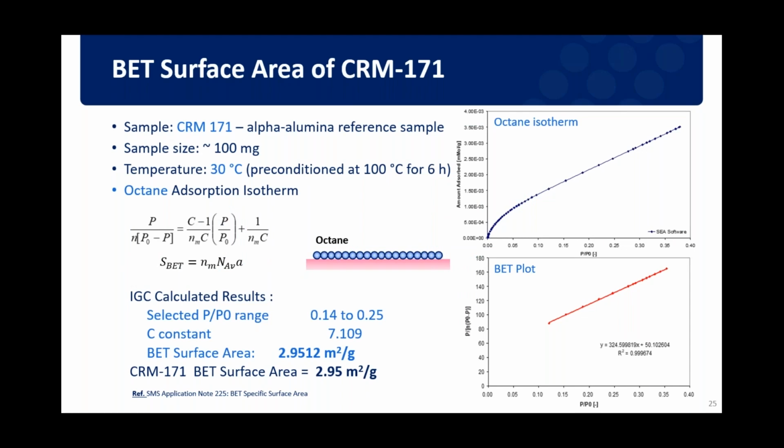first start with a relatively inert and robust material like this CRM 171, which is an alpha alumina. It's not expected to go through any phase changes or be affected by water. You just have water coating the surface.